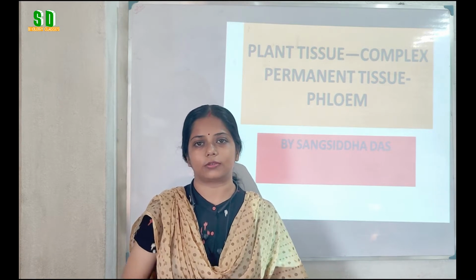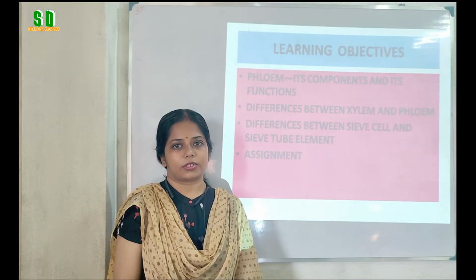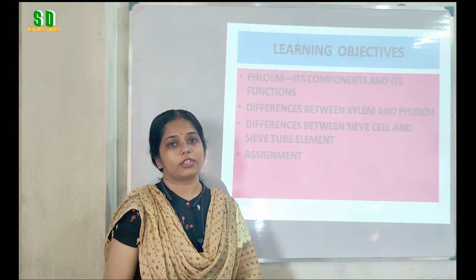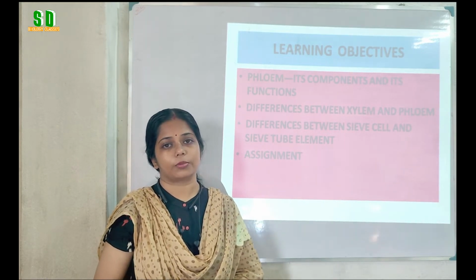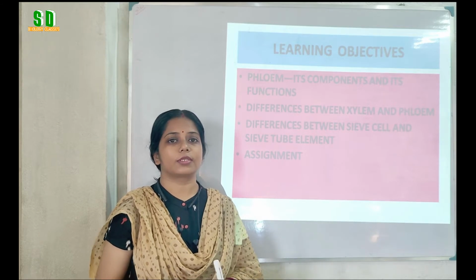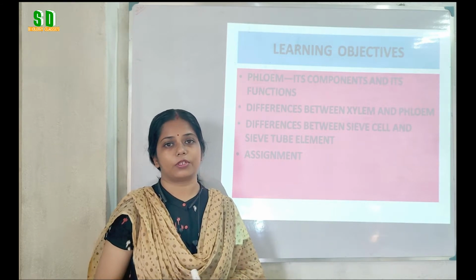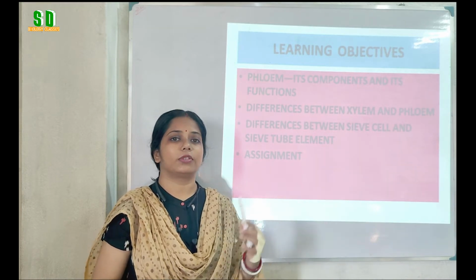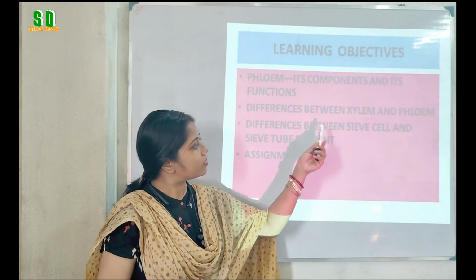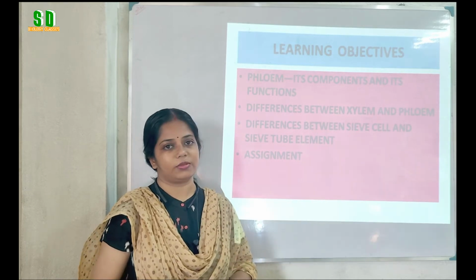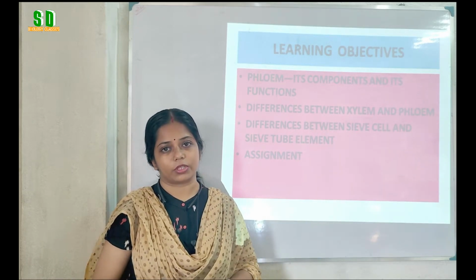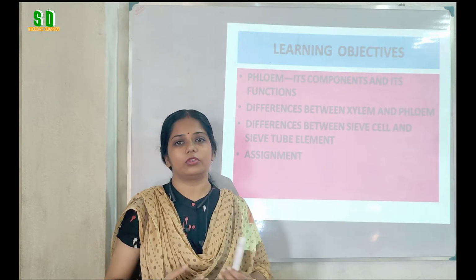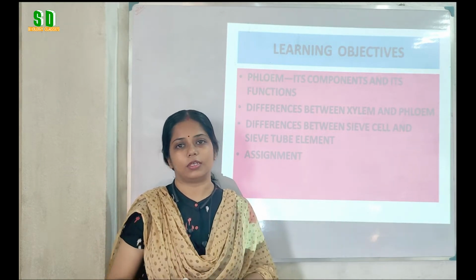So let's start. Students, today our learning objectives are the phloem tissue, its components and the function of the different components of the phloem tissue, and the differences between two types of complex permanent tissue, xylem and phloem. We will also learn about the differences between the sieve cell and the sieve tube element, and the most important part of the video, the assignment. So one by one we will know all the parts of the lesson.